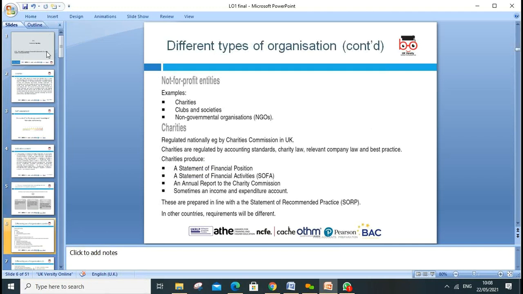Next, the different types of organization. Non-profit, of course, we can register charities under the charity.